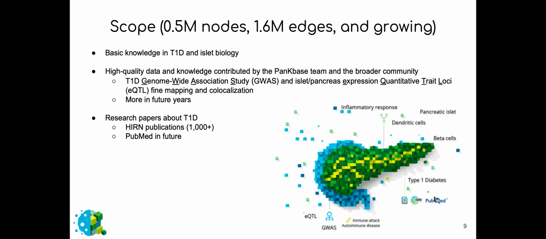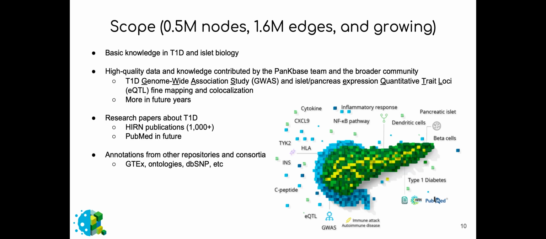We will integrate research articles about T1D. Right now, we have already over 1,000 papers extracted from HIRN publications. We are planning to integrate more from PubMed. We also integrate annotations from different repositories like GTEx, Ontology, and dbSNP, and so on.